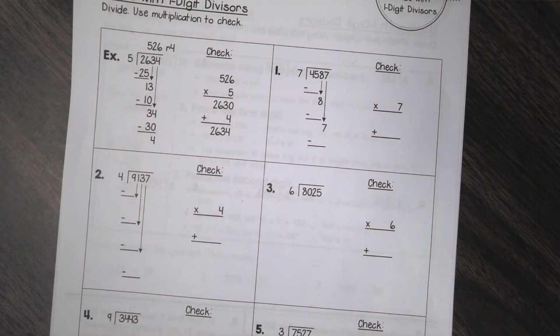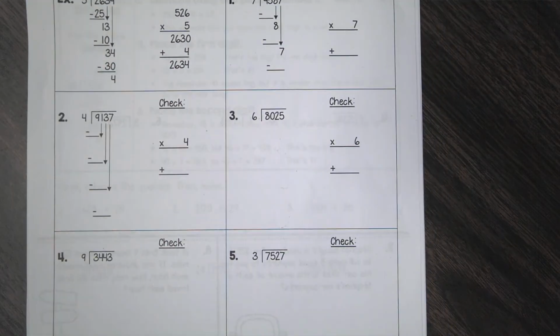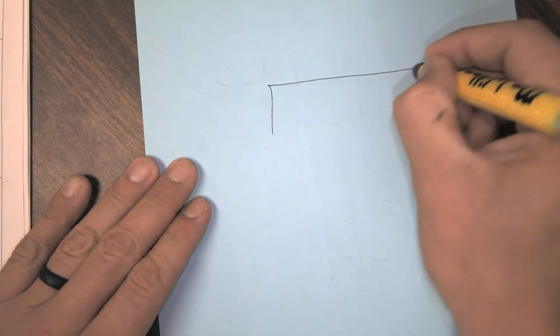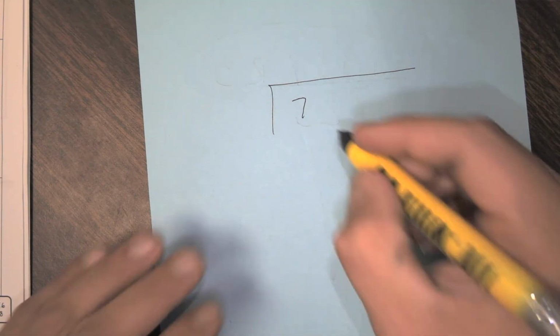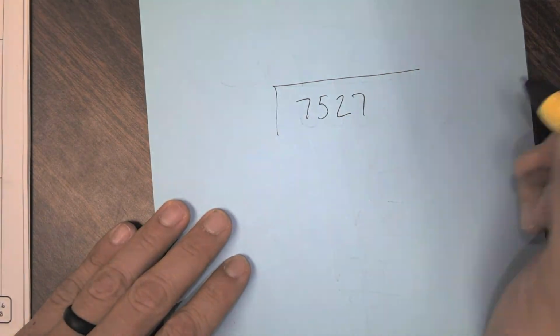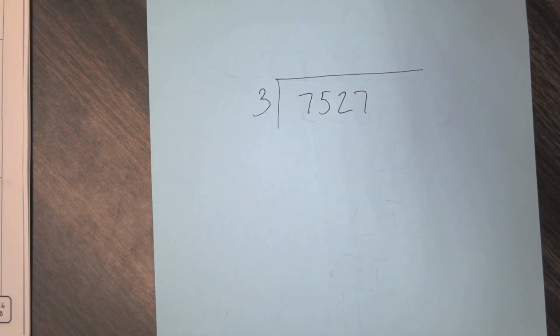All right, so let's do number 5 now. We're going to jump down to number 5. So now number 5 is 7,527 divided by 3. So I write that out. 7,527, divided by 3. So 3 goes on the outside.